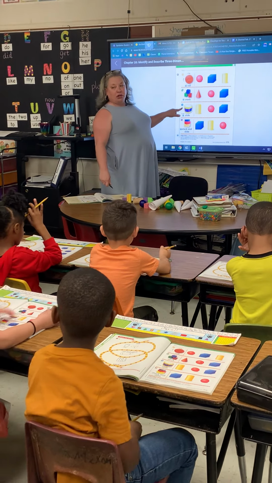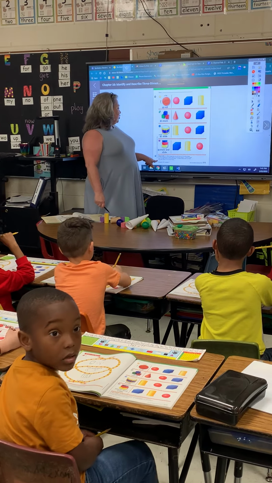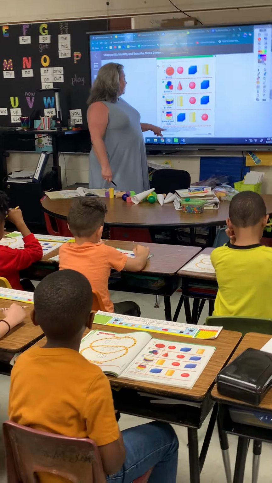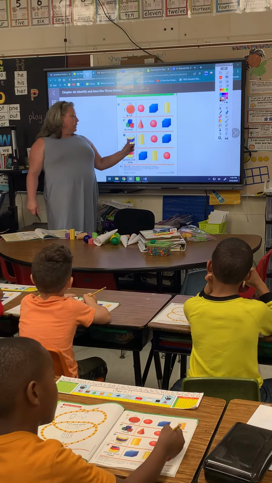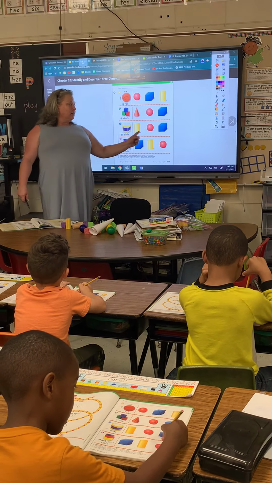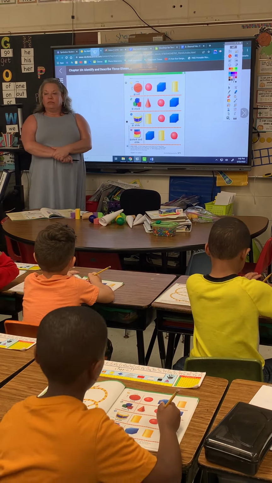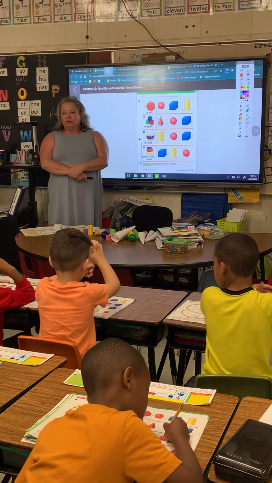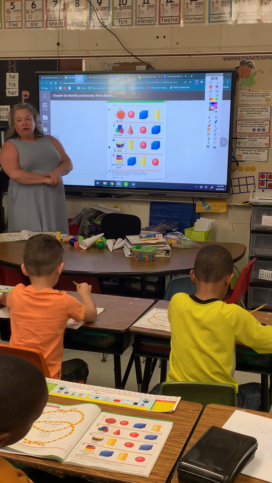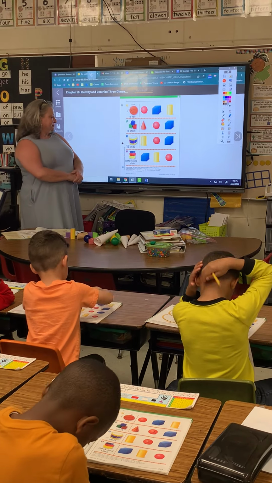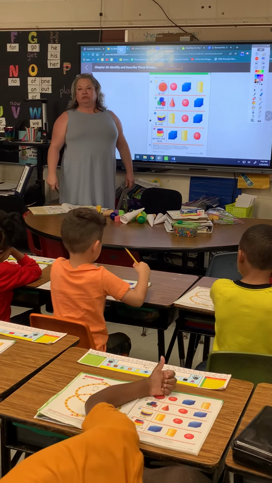Number 4, where the drum is, and it's got a little flower. It says which shape does not slide? Mark an X on that shape. So which one of these will not slide? Which one does not slide? You sure? If you're done, give me a thumbs up so we can move on.